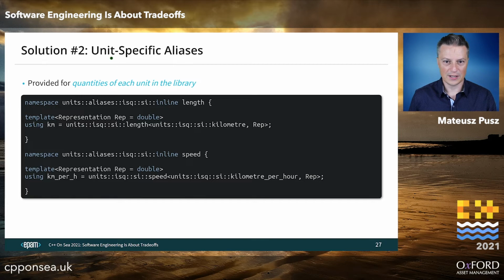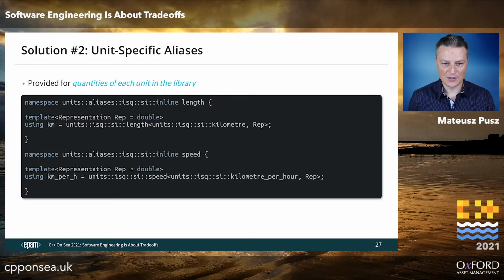We may have unit-specific aliases. So not only for dimension, but for each unit. Each and every unit in the library will get its own alias. We have right now a namespace called length, a namespace called speed. So right now the dimensions started to be namespaces. And in those namespaces, we store those aliases to each and every unit, like kilometer and kilometer per hour. First of all, this is shorter to type than the entire kilometer per hour, like here.